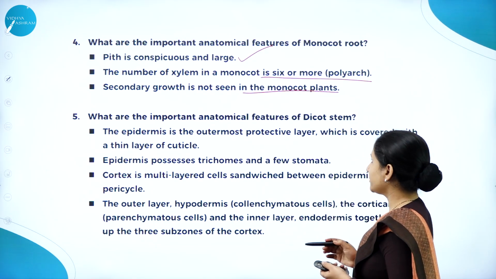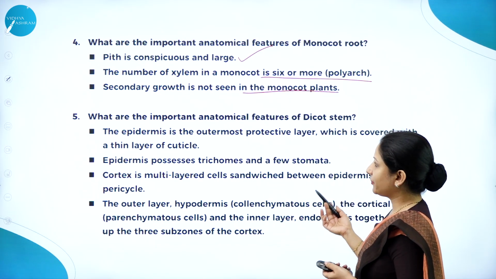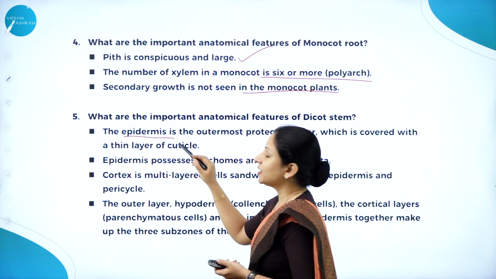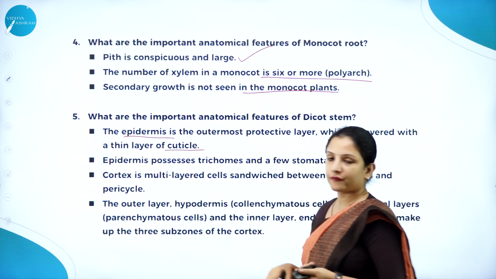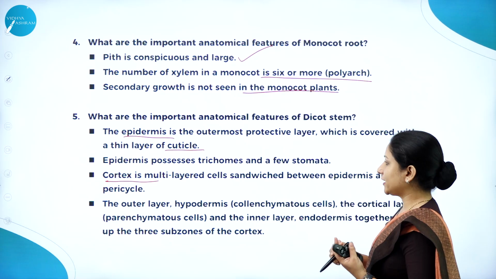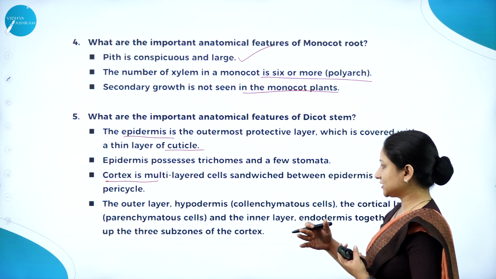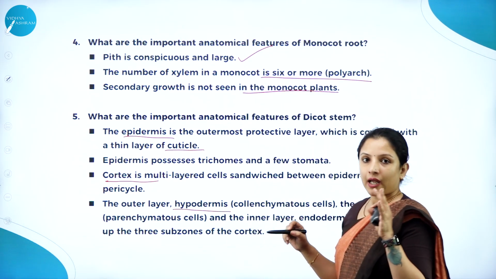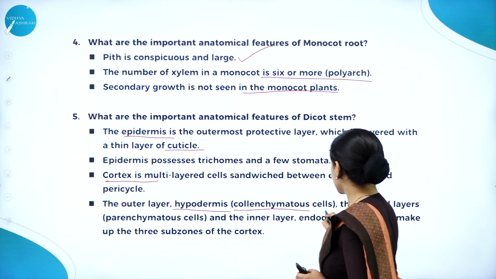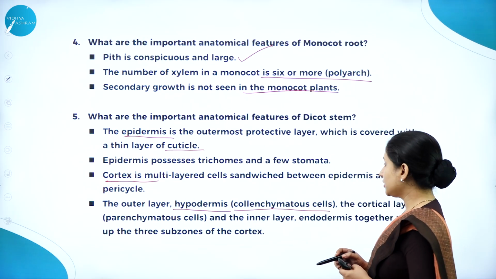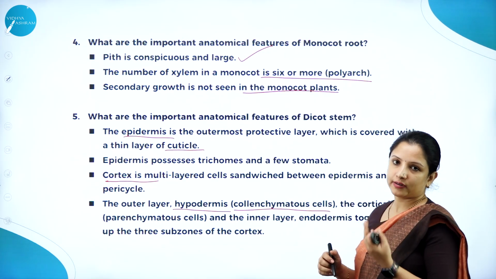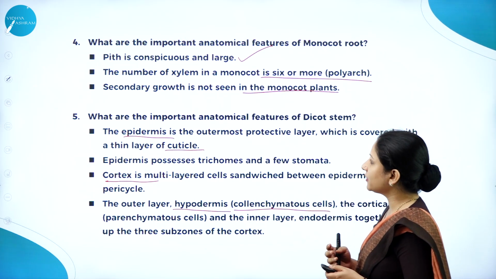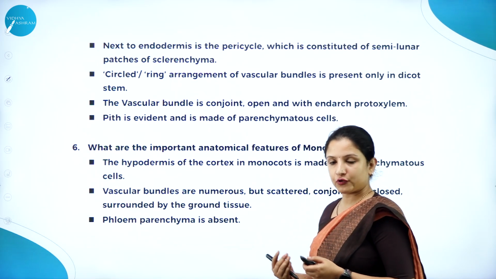What are the important anatomical features of dicot stem? Starting from the epidermis, we have to write about the epidermis, and above the epidermis we have to write that there is a layer of cuticle present. Then we have to write about the endodermis and the pericycle. Then we have to write that the cortex region is made up of hypodermal cells, and that hypodermis consists of collenchymatous cells. All that needs to be written for the case of dicot stem. So much anatomical features you write, you will get marks. 3 or 4 points if you write also, it is enough.